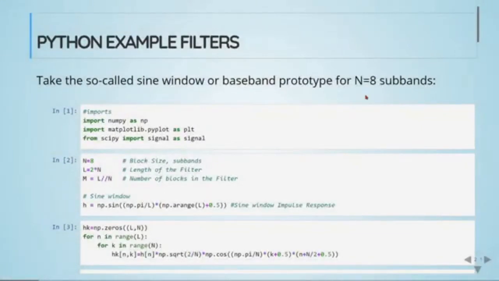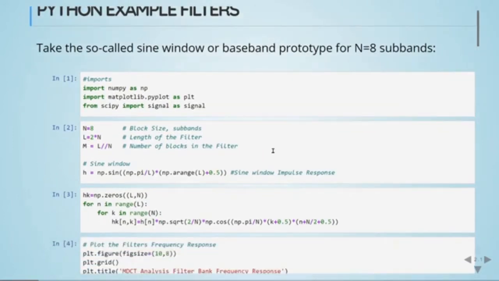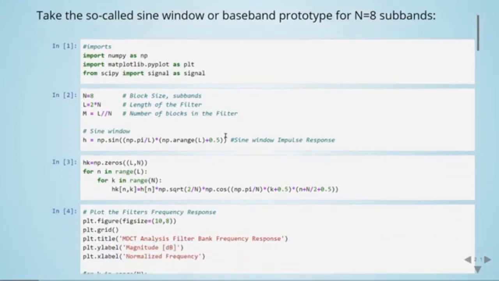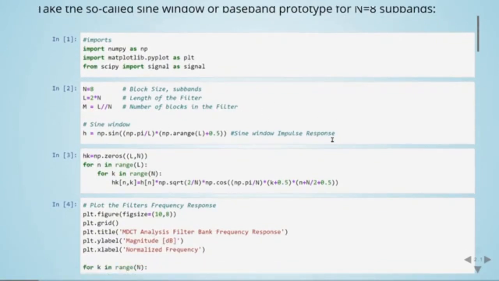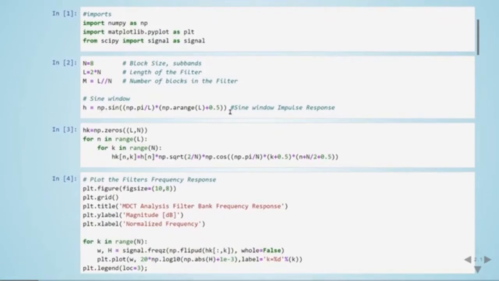Let's take a look now at a Python example for such filters. Let's take the so-called sine window or baseband prototype for N equals 8 subbands. Once again, we are importing our Python libraries. We are using NumPy, PyPlot, and SciPy signal. Here we are defining the block size, so the number of subbands. Here we are defining the length of the filter. And here we are calculating the number of blocks in the filter. Here we have the sine window impulse response. So this is the sine window.